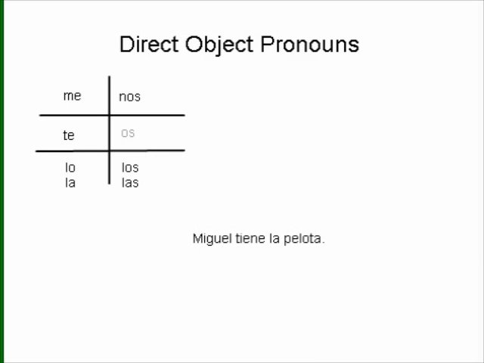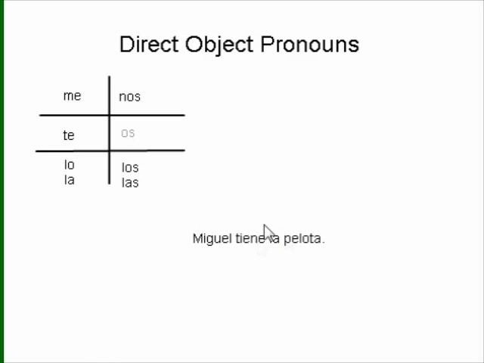Here we have a sample sentence, "Miguel tiene la pelota." If we wanted to rewrite that, replacing the direct object, la pelota, with a direct object pronoun, first we would have to identify the direct object. We would say, what does he have? What is being had? La pelota. Then we would say, okay, that's singular, third person, feminine. So that tells us that we're going to have to use "la" as our direct object pronoun.